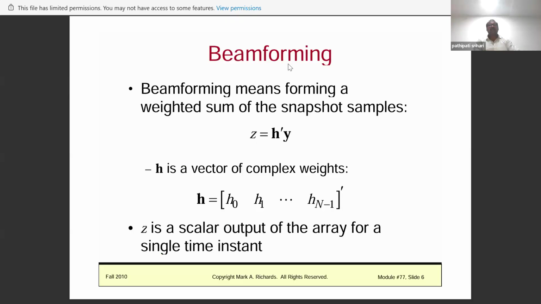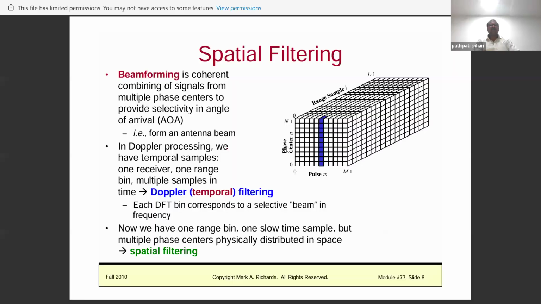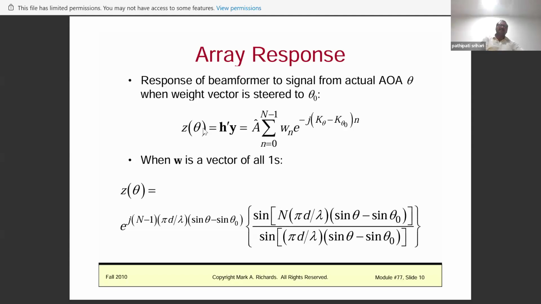After H is chosen, Z is equal to H transpose Y. We spoke so far about H. After obtaining H, you put the H into this Z. So Z of theta is H transpose Y. If you rearrange this, it will come like this, where w is a vector of all ones, and then like this you get Z of theta. When you sum, it is like sin(n π d/λ (sin θ − sin θ0)). You will get this kind of format.